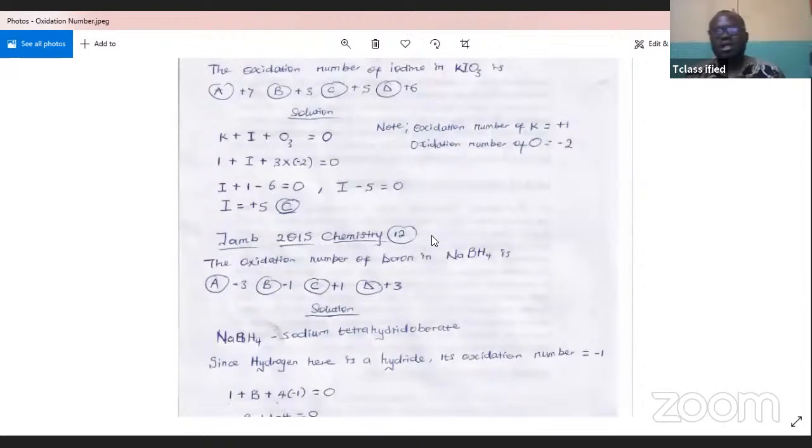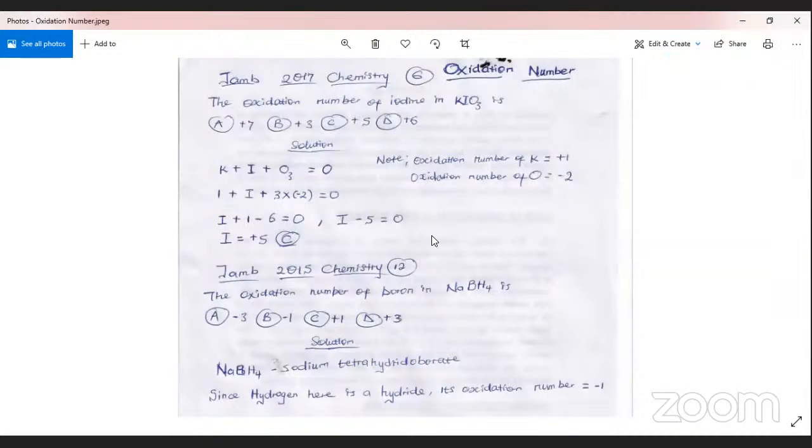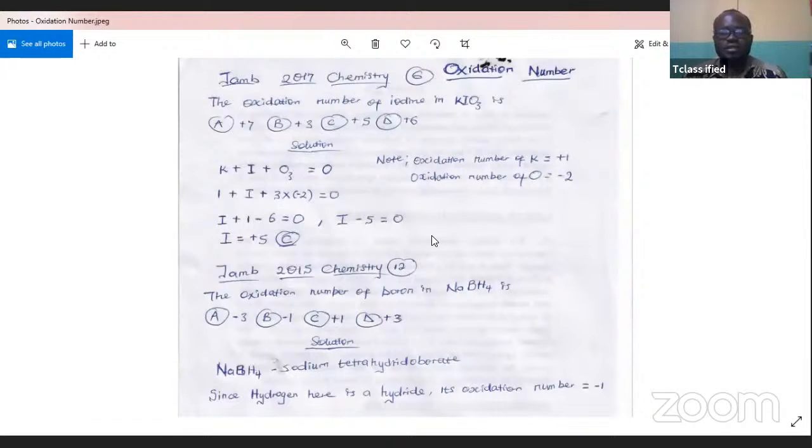So, in summary, we looked at oxidation. We said that oxidation is the addition of oxygen or the removal of hydrogen, whereas reduction is the removal of oxygen and the addition of hydrogen. So we looked at basic calculations in oxidation number.